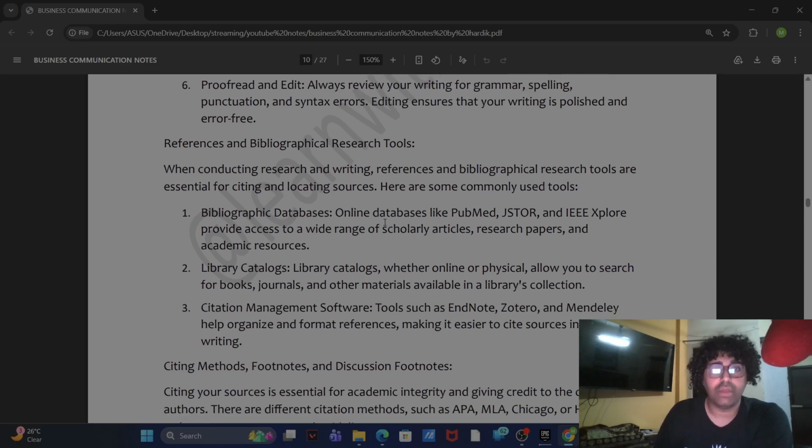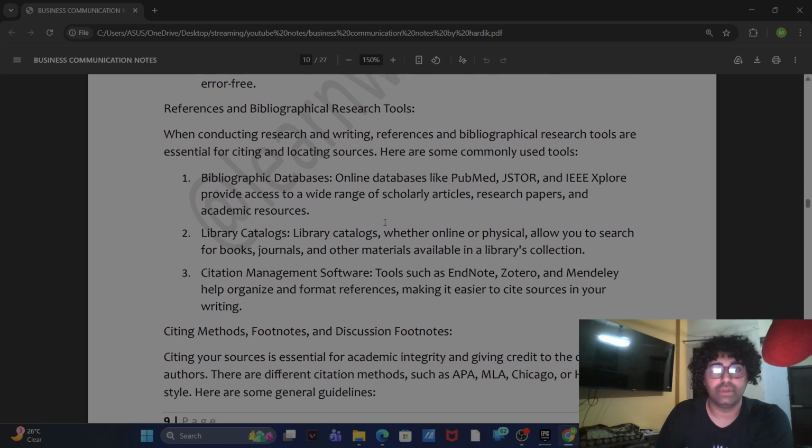References and bibliographical research tools. When conducting research and writing, references and bibliographical research tools are essential for citing and locating sources. Here are some commonly used tools. Bibliographical databases. Online databases like PubMed, JSTOR, and IEEE Xplore provide access to a wide range of scholarly articles, research papers, and academic resources.